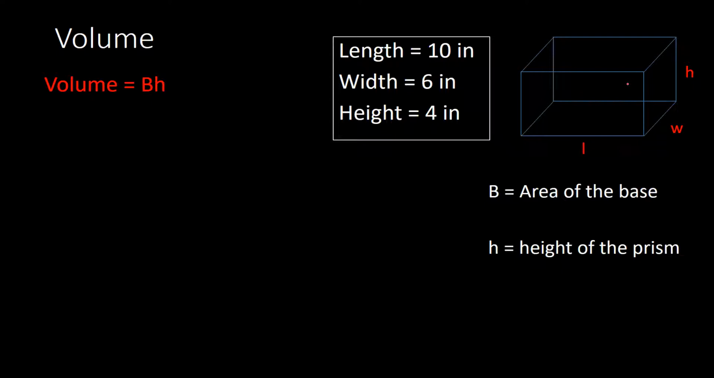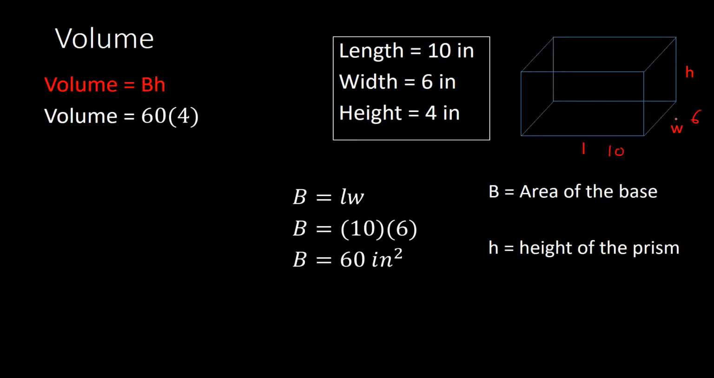So here, area of the base, we already found to be 10 times 6, which would be 60. And then the height is given to you as 4. So I take 60 times 4 to get a volume of 240, and the units would be inches cubed. And a way to remember that it's inches cubed is because we are dealing now with 3 dimensions, working with the volume. And so 3 dimensions requires the units to be raised to the 3rd power.